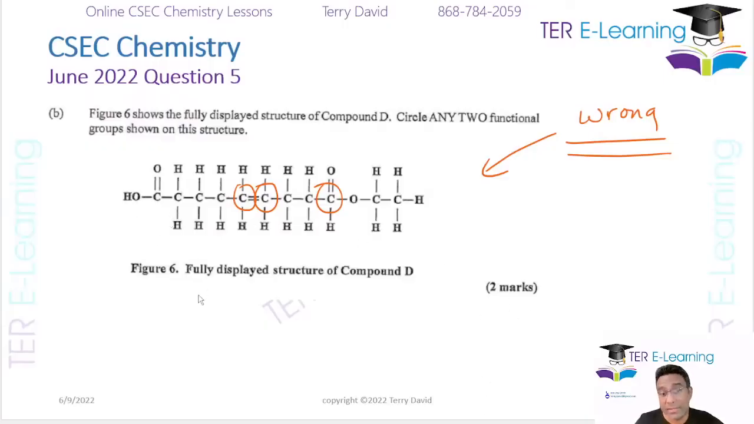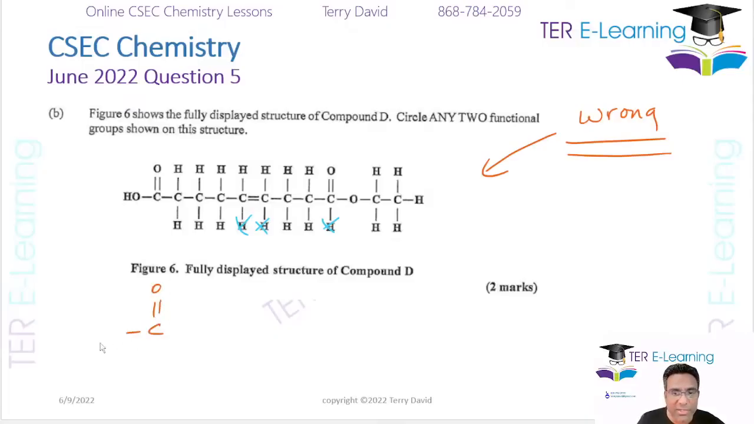So they said circle any 2 functional groups. So anyways, to begin with, they're going to have to scrap this question. I'm telling you, they're going to have to scrap that because they can't have people answering wrong things. So what they need to do is remove this. They made a mistake when they were drawing this diagram. So I'm going to show you what the correct thing should be.